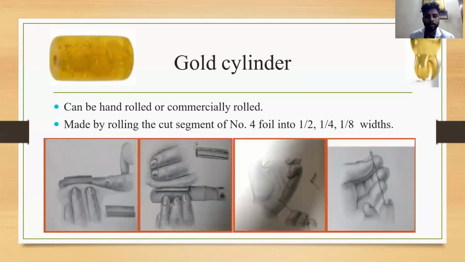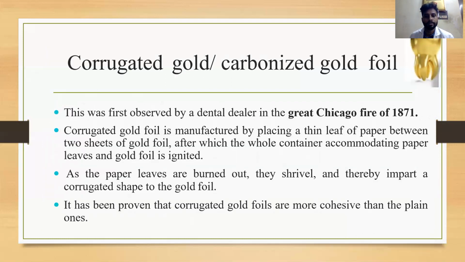So then moving on to gold cylinder. Gold cylinder can be hand rolled or commercially rolled, made by rolling the cut segment of number 4 foil into half, 1/4 and 1/8 widths. And moving on to corrugated gold or carbonized gold foil.